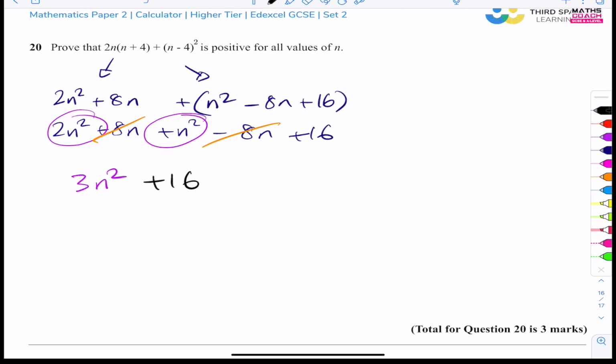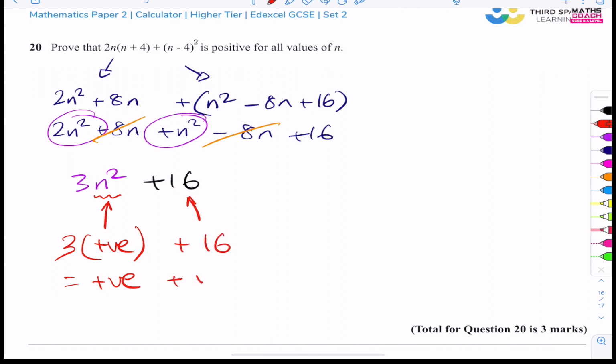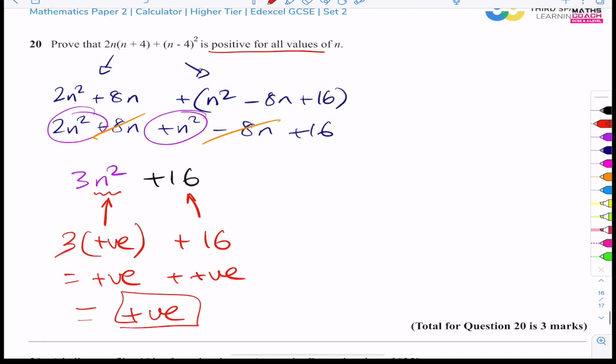So how do we prove that it's positive for all values of n? Well, we just have to look at this. When you square something, you always get a positive. And you're going to times this by 3. So you're still going to get a positive value overall. And then what do you do after that? You're adding a positive number to an already positive number, and therefore you're still going to end up with a positive value. So there you go. That's your proof that you get a positive value for all values of n.